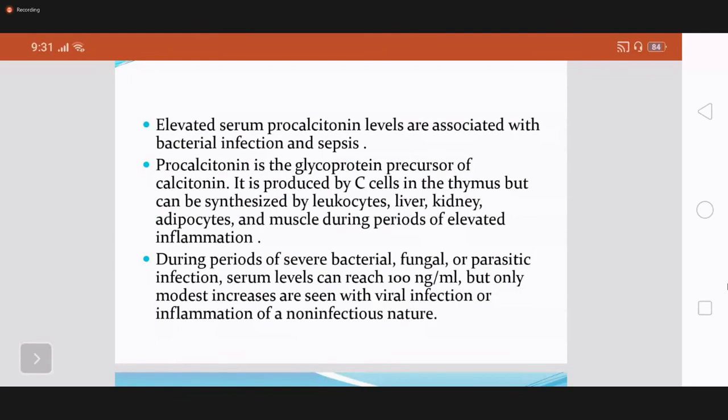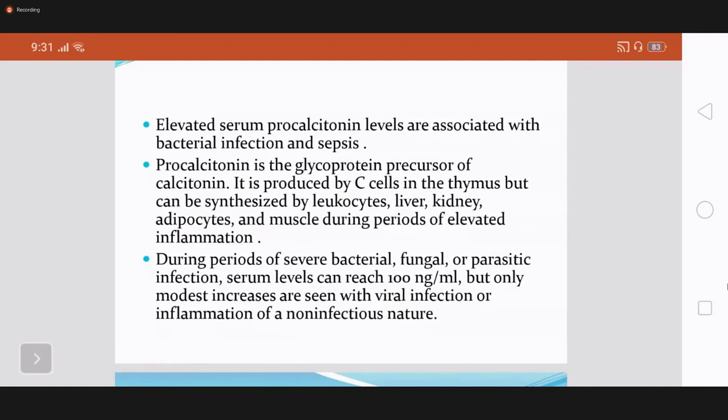Another investigation that we can do is the serum procalcitonin levels. Serum procalcitonin levels are associated with bacterial infections and sepsis. What is this? It is a glycoprotein precursor of calcitonin, produced by the C cells in the thyroid, and it can also be synthesized by the leukocytes, the liver, the kidney, the adipocytes and muscles during periods of elevated inflammation. During periods of severe bacterial, fungal or parasitic infections, the serum levels might reach greater than 100, whereas the normal values are usually less than 1. But only modest increases are seen in patients with viral infection or inflammation of a non-infectious nature.